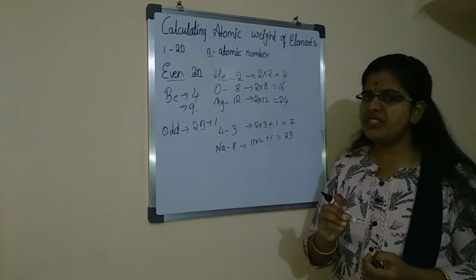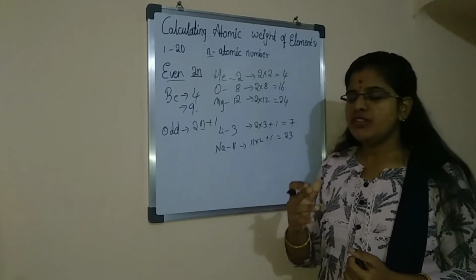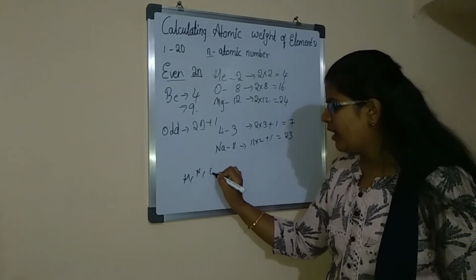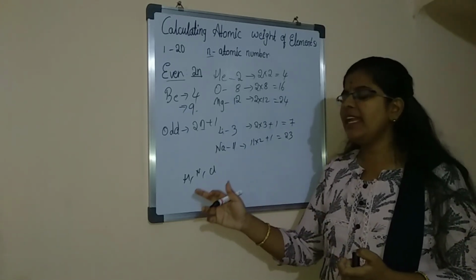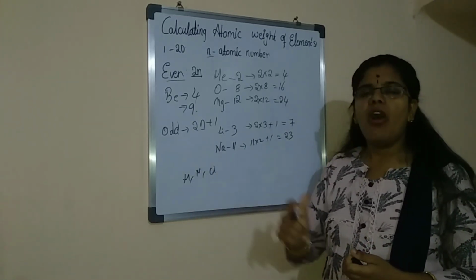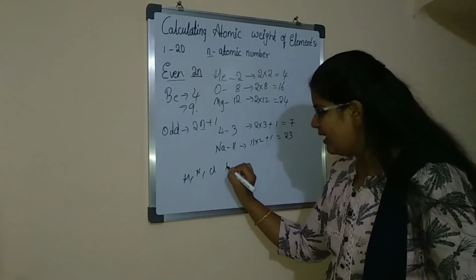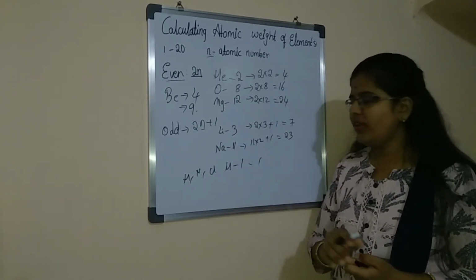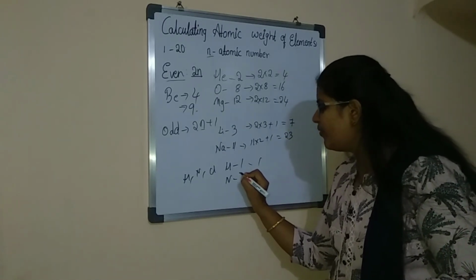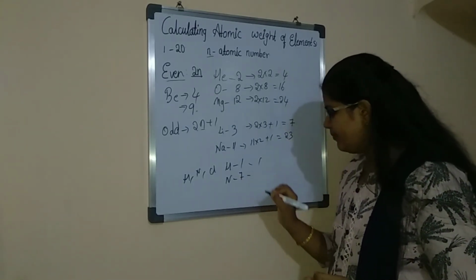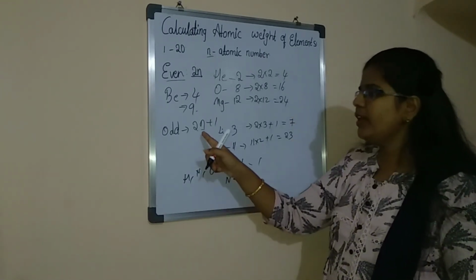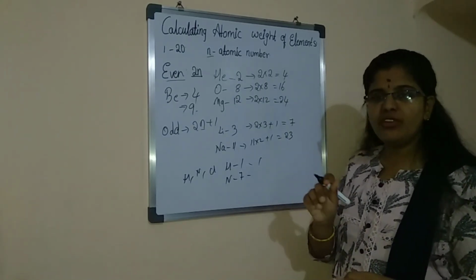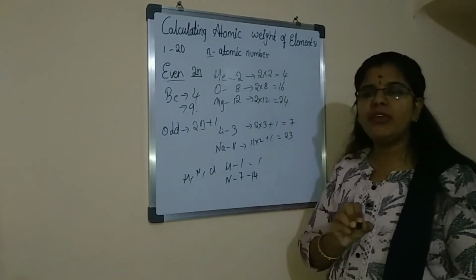We have some exceptional elements in odd numbers also. Those are hydrogen, nitrogen and chlorine. These are the three exceptional elements among the odd numbers. Hydrogen's atomic number is 1 and its atomic weight is also 1. Nitrogen's atomic number is 7, and according to the formula the atomic weight should be 15. But actually it is not 15, it is 14.